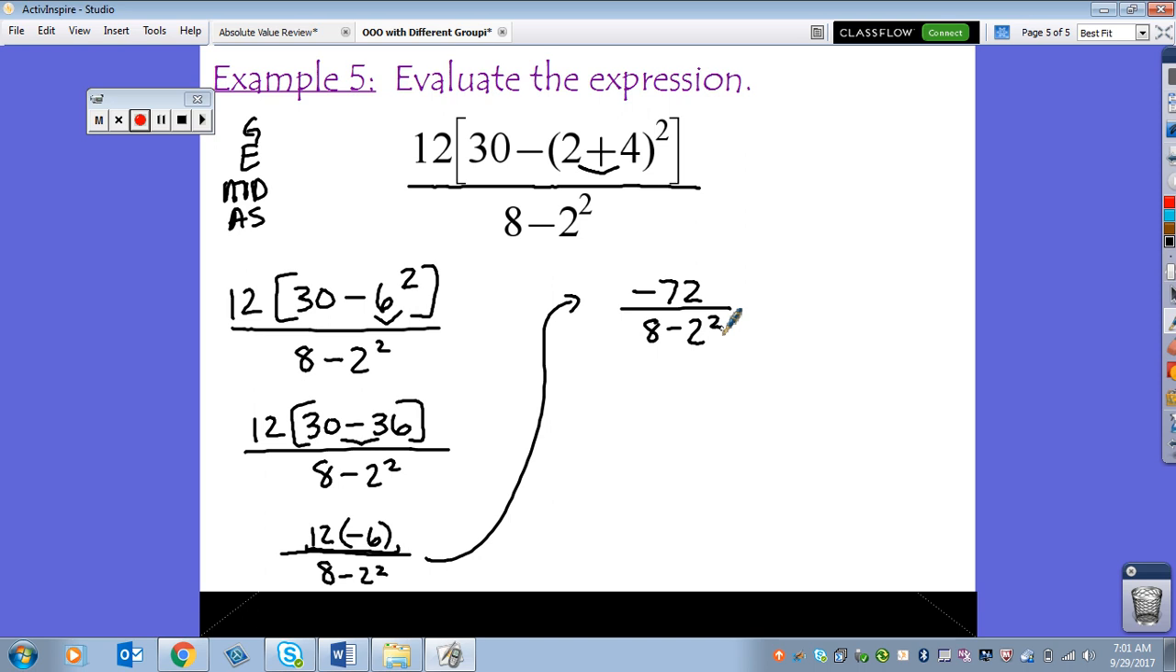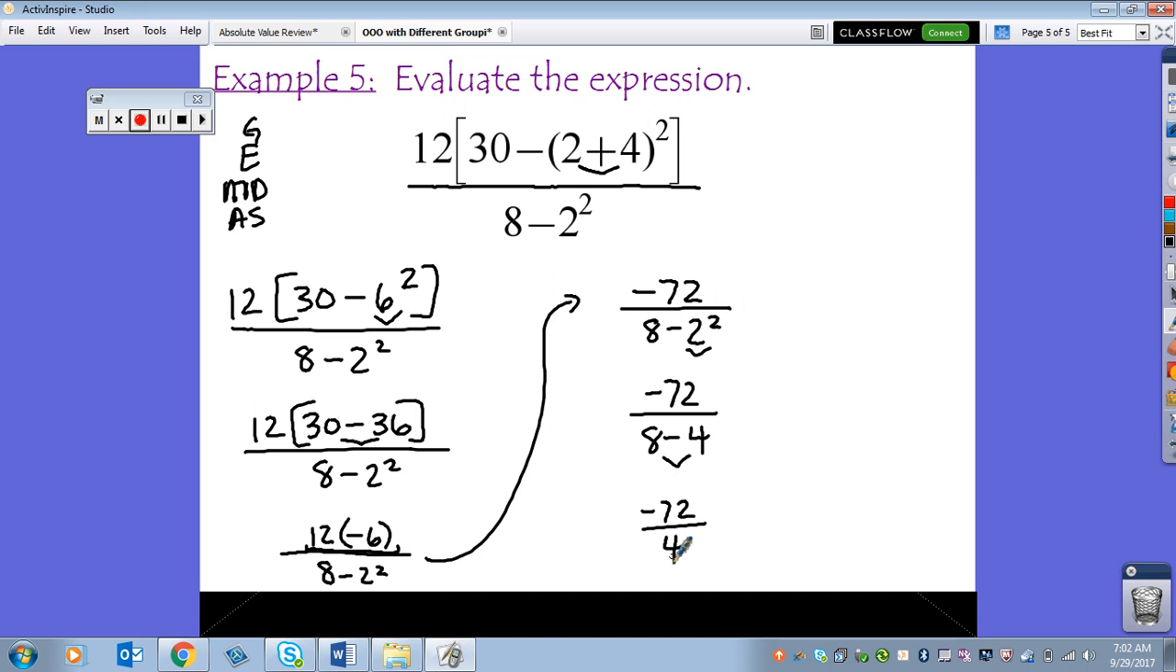So now that I have one number in the numerator, I can move on to the group that's in the denominator. So I see no grouping symbols here, but I do see exponents. So I'm going to type that exponent into my calculator. I'm going to have negative 72 in the numerator, and then 8 minus, and the answer to 2 squared is 4. And now I can move on from exponents. I have no more multiplying and dividing in the denominator, so I'm going to do adding and subtracting. I still have negative 72 in the numerator, but 8 minus 4 is 4 when I type that into my calculator.